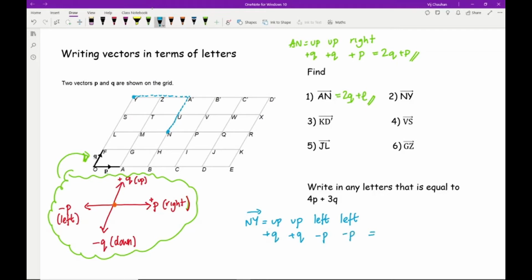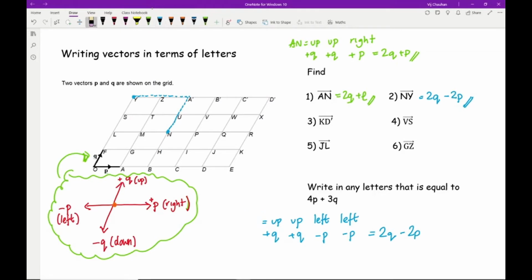So if I then collect the like terms, what have I got? Well, I've got Q plus Q is 2Q, and minus 1 plus minus 1 is minus 2P. So the answer to question 2 then is 2Q minus 2P, and there is my final answer.